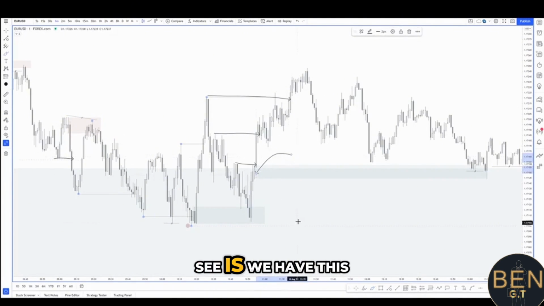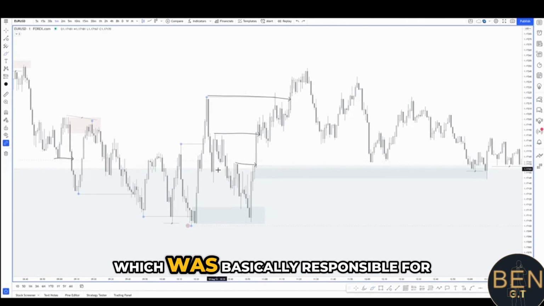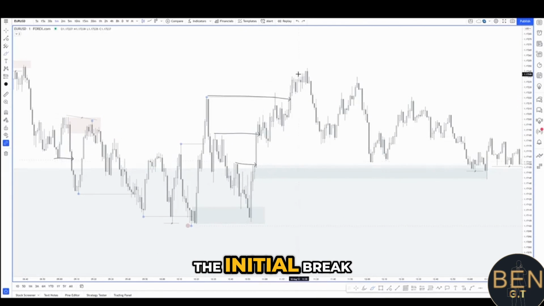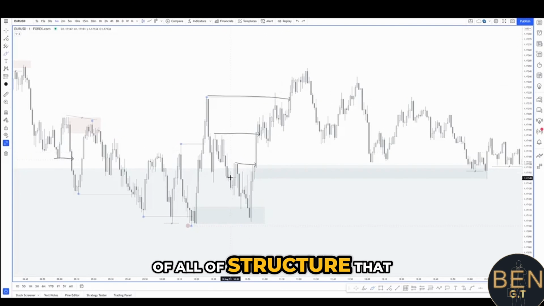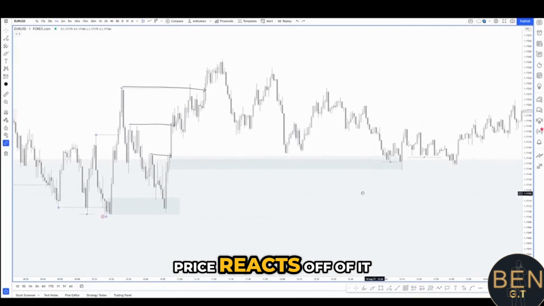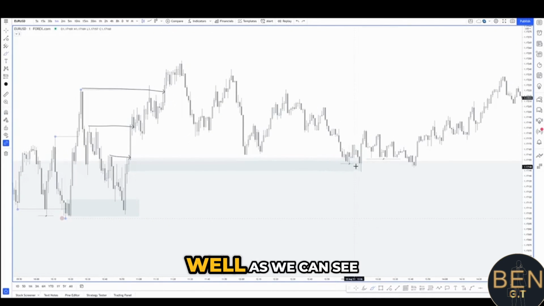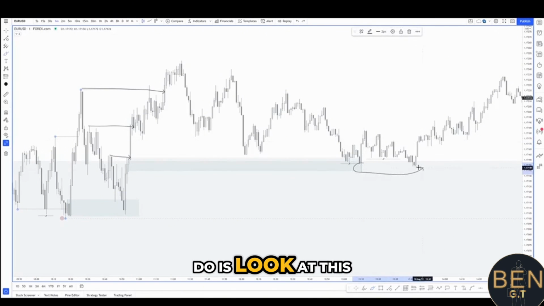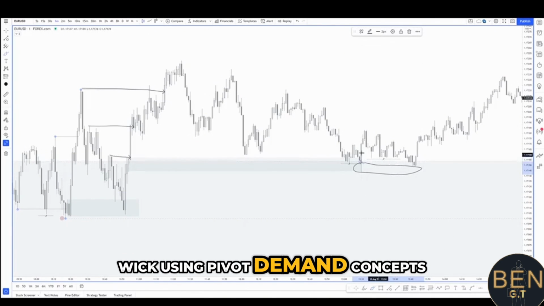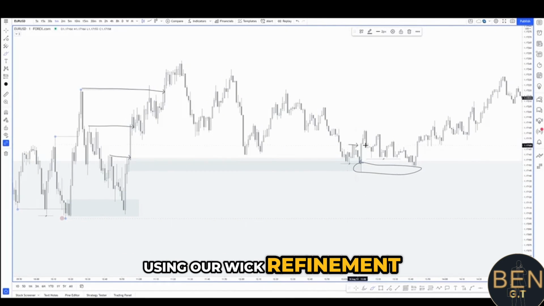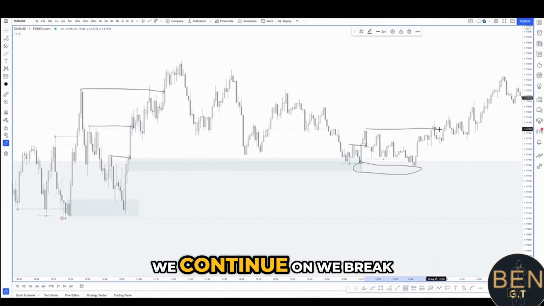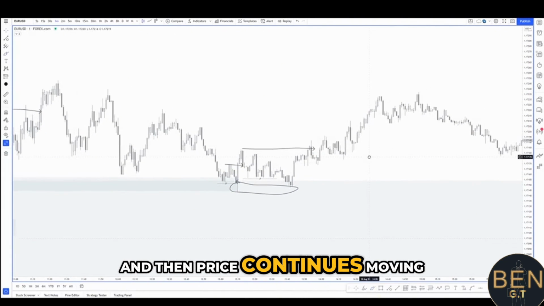Then we have this inside bar, which was basically responsible for the initial break of all of the structure that we're seeing. Price reacts off of it. We get a fairly weak reaction. Well, as we can see, price reacts off of it and we break structure. So what we can also do is look at this wick using pivot demand concepts with our wick refinement. You can see we break structure, we continue on, we break structure, and then price continues moving to the upside.